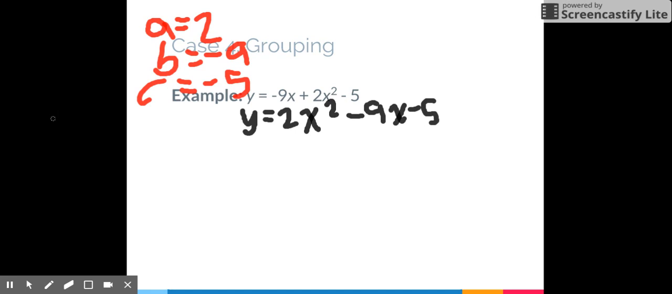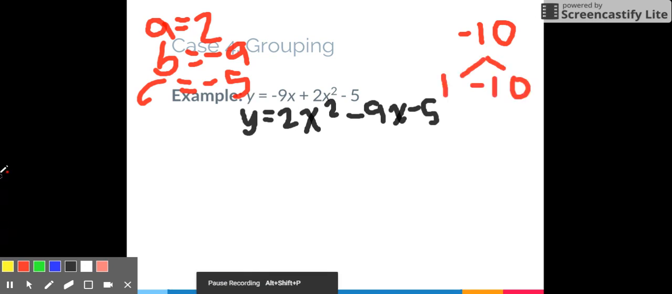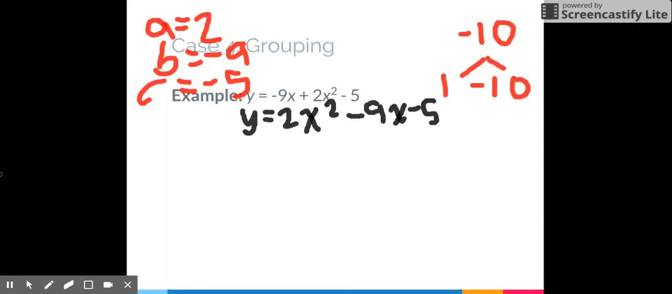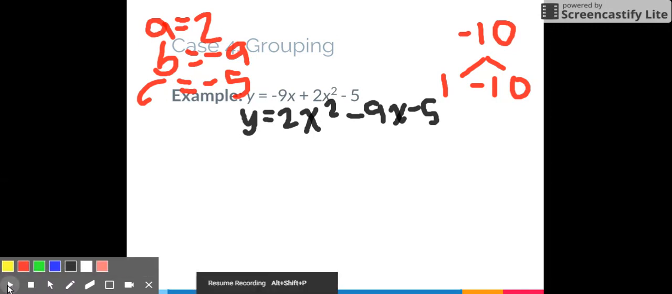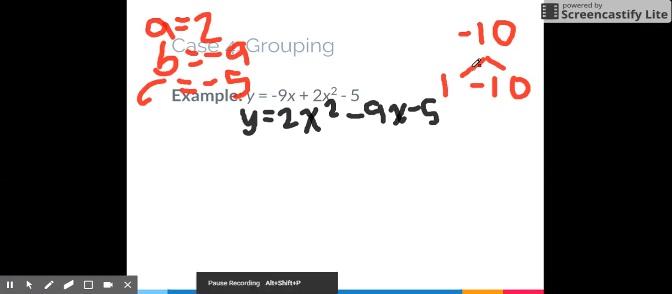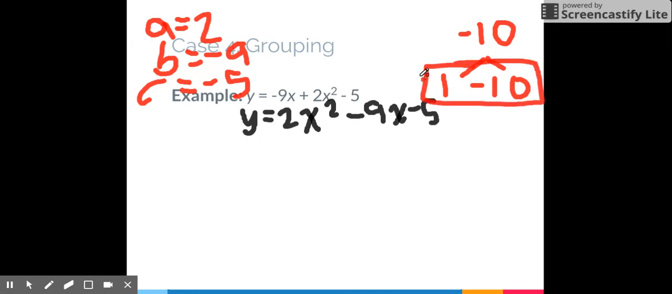If you're not sure, just try it, and then eventually you'll be able to get rid of it, and that's okay as well. So the step here is we actually have to multiply a times c. So we have to do 2 times -5, and that'll give us -10. And now we're going to do a similar step to the product-sum method by finding factors of -10 that sum to -9. In this case, we find that 1 times -10 gives you -10, and 1 plus -10 gives you -9. What we can do now is take these two terms that we found and use them to rewrite this middle term, because 1x plus -10x is the same thing as -9x.